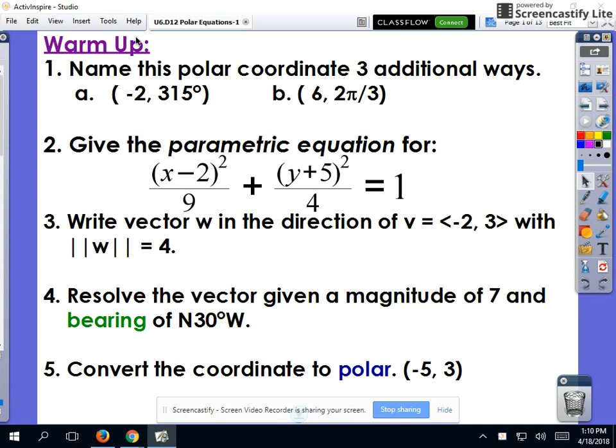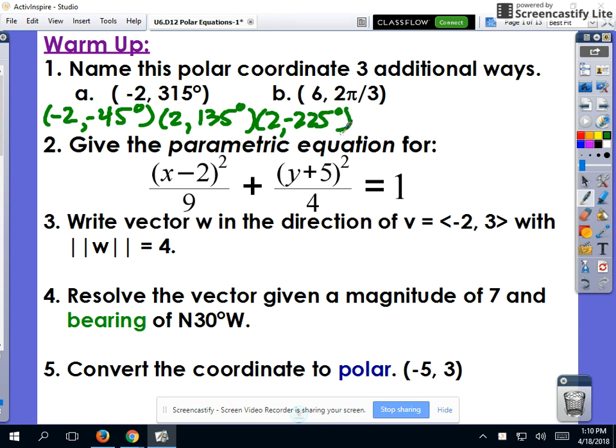All right, so I'm going to list out the answers for this. For A, there are 4 that I have here, or 3 others that I have here. That's -2. 45 degrees, and then 135 degrees, and then -225 degrees. Let's do the rest in purple.